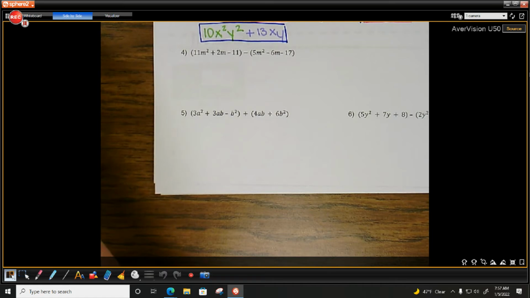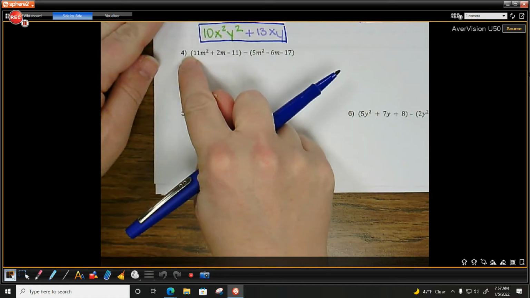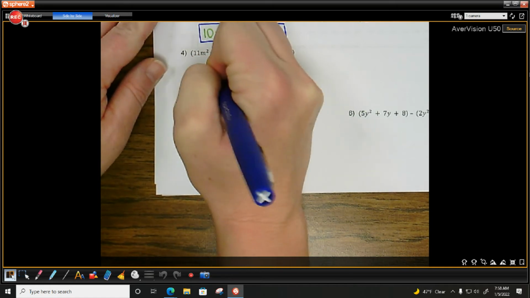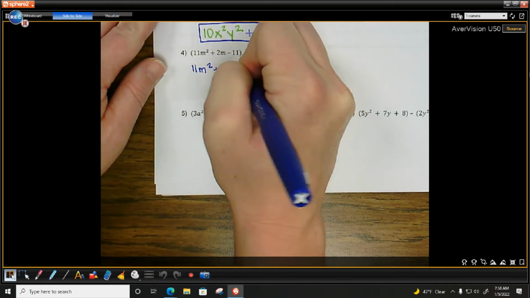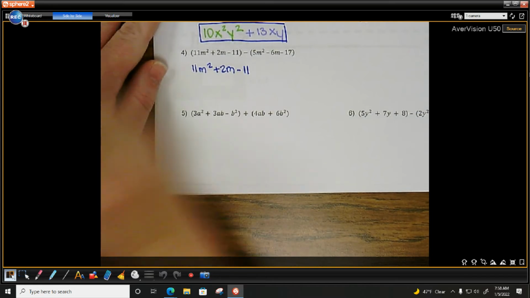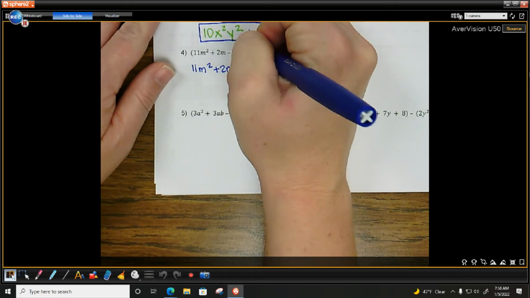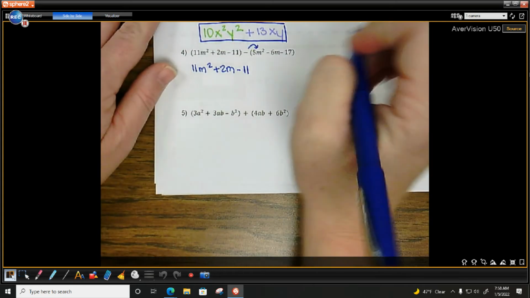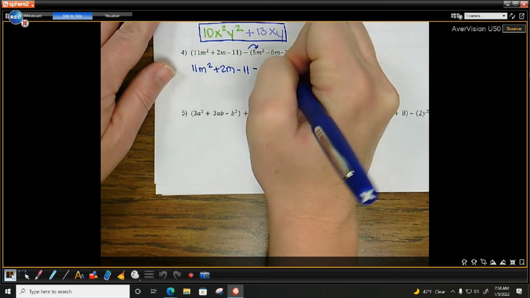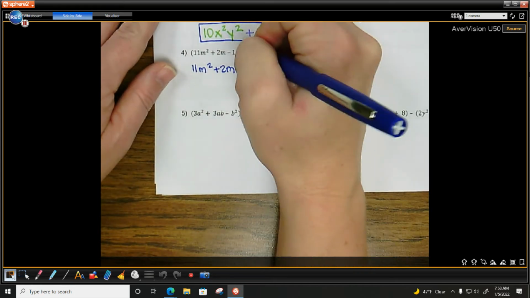Okay, next one. Do I have anything in front of the parentheses to distribute? Nope. Drop down your 11m squared plus 2m minus 11. Do I have anything in front of the second parenthesis? A minus or a subtraction. So a negative times 5m squared is? Perfect.